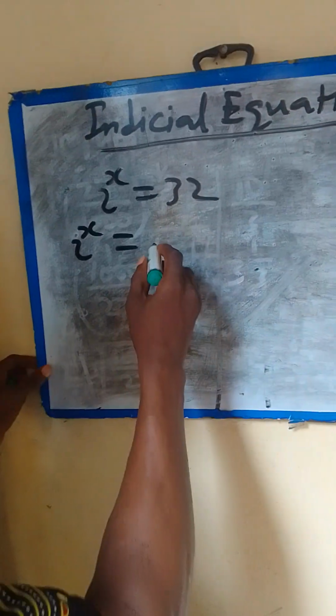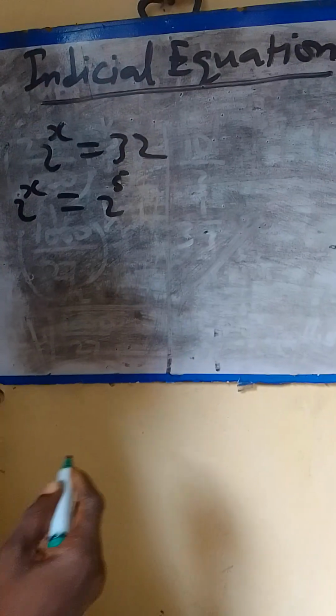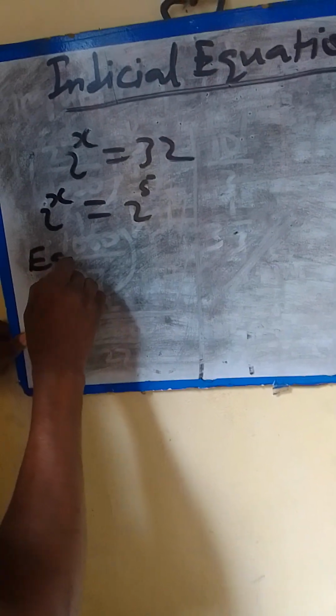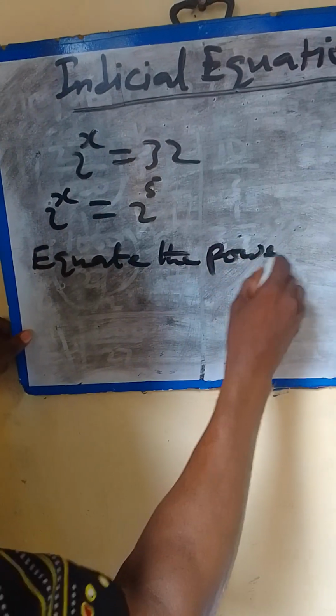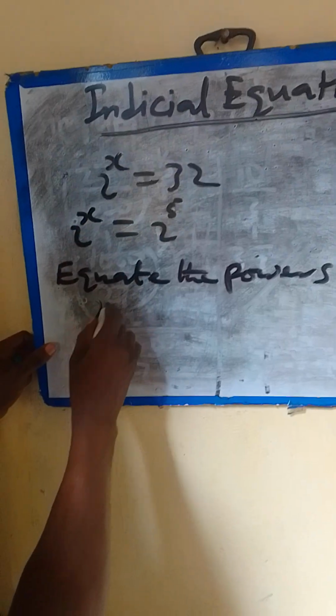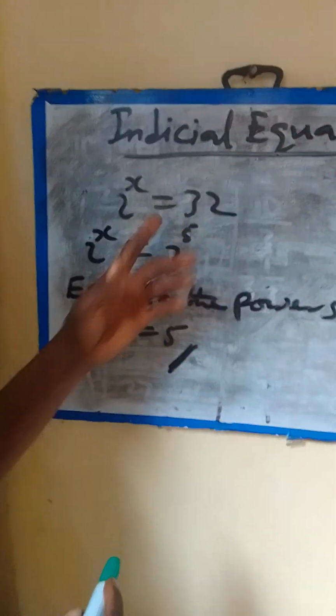We now see that when you multiply 2 five times by itself, it gives you 32. So we can now see that the bases are the same. So what you need to do is to equate the powers. You equate the powers. And equating the powers here, since the bases are the same, x is equal to 5. You can see that this is the answer. This is an indicial equation.